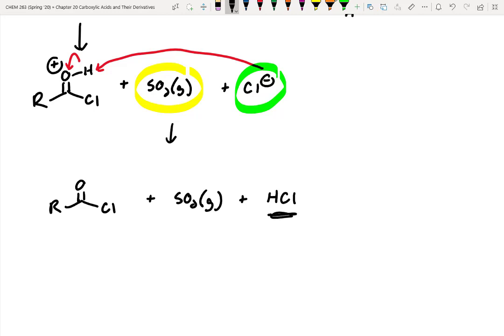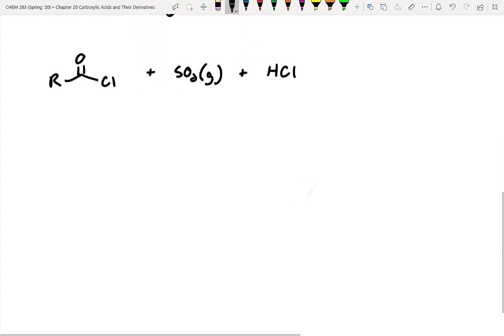So we do generate HCl as a byproduct, which means we can't do this as easily if we have really acid-sensitive functional groups elsewhere in our compound, but it works well for simple acid halides. All right, so it's fairly steppy, but that's the main method that's shown in the Klein textbook for producing acid halides. There's other techniques in other textbooks, but we're going to stick with what's shown in the Klein textbook. All right, so now let's jump into the reactivity of acid halides.